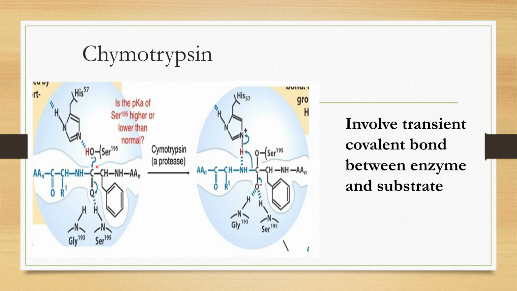During this process, there is a formation of an intermediate. A covalent intermediate is formed between your enzyme and substrate, and this is nothing but your covalent intermediate. See, now there is a bond formed between your polypeptide chain and your enzyme, and this is a covalent intermediate. This covalent intermediate is later broken down to form your enzyme and product.